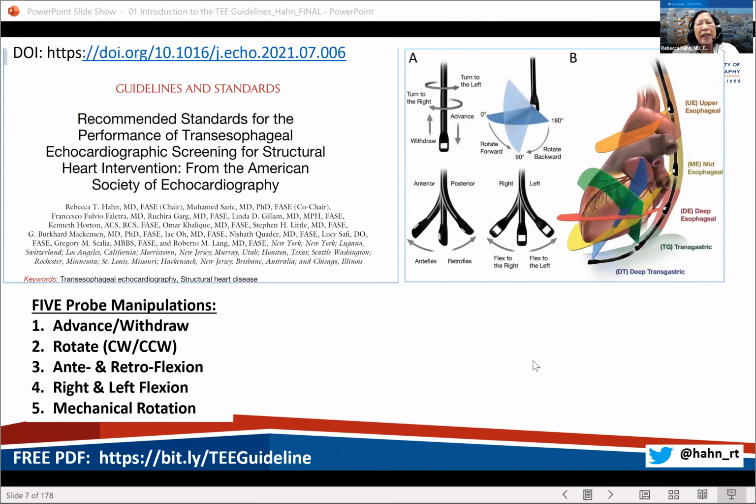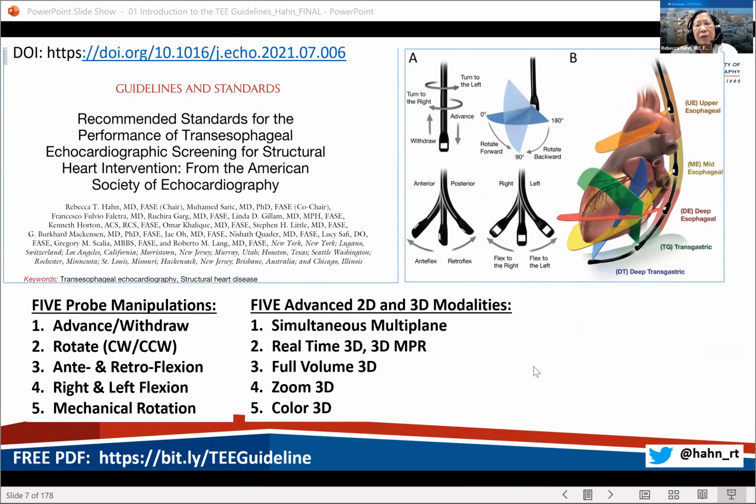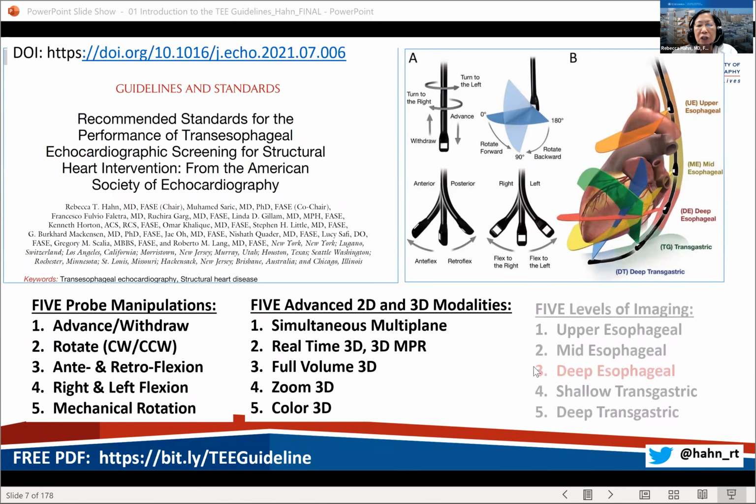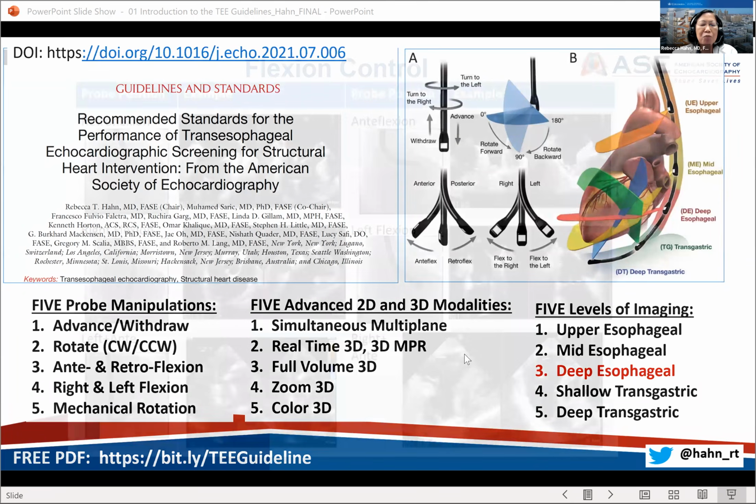The new guidelines also reiterate what was in the prior guidelines. There are 5 probe manipulations, and we don't cover very much of that in the new guidelines. There are 5 advanced 2D and 3D modalities that we end up using throughout the imaging protocols. And there are now 5 levels of imaging. There used to be 4. The deep esophageal image level is now the newest image level that we've added.